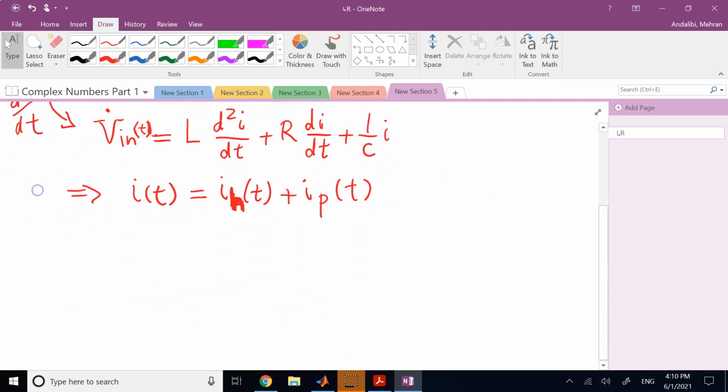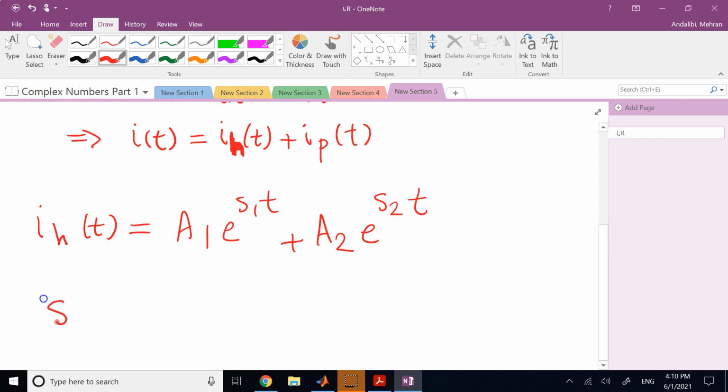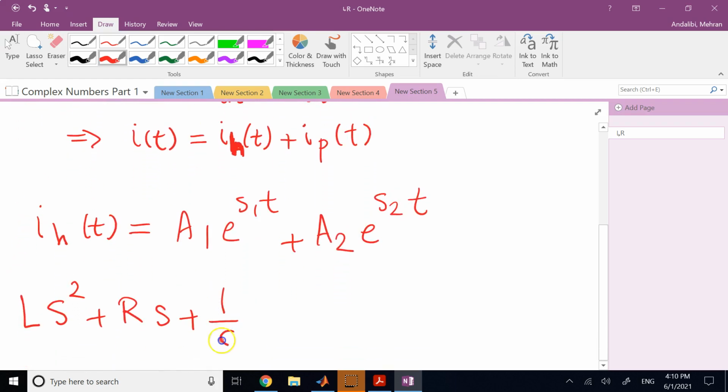So if I right now just focus on I_H of t is equal to A1 times e to the s1 t plus A2 e to the s2 t, where s1 and s2 are the roots of the auxiliary equation L times s squared plus R times s plus 1 over C is equal to 0.